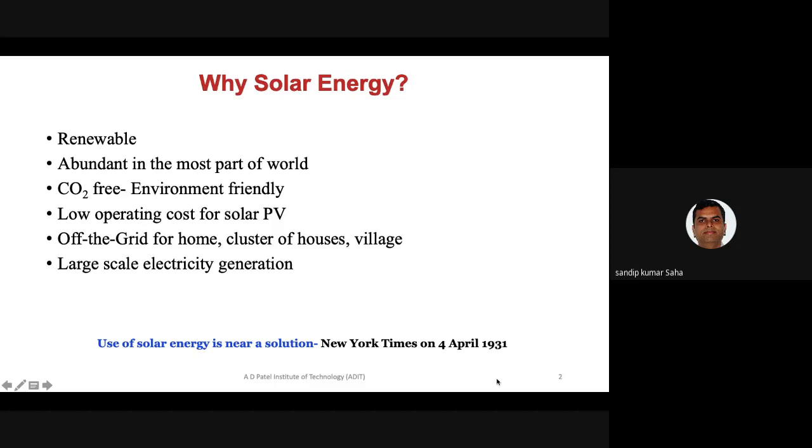What I mean here, you can also use it for large scale electricity generation, something like 1 megawatt to 5 megawatt power plant. And basically in 1931, the New York Times said that the use of solar energy is near a solution. So today we will see what is the problem with solar energy, and then we will try to develop some technique or some mechanism to handle those problems or to solve those problems basically.